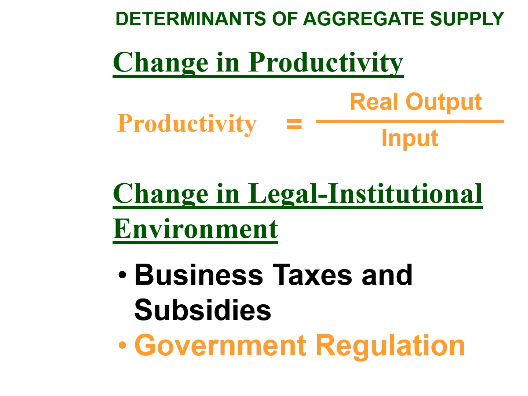So productivity is a really important idea for the concept of economic growth. It shifts the supply curve to the right, and we're getting more out of every unit of resource input. Some other relatively important ideas which could shift the curve: this idea of the legal institutional environment, so business taxes and subsidies.